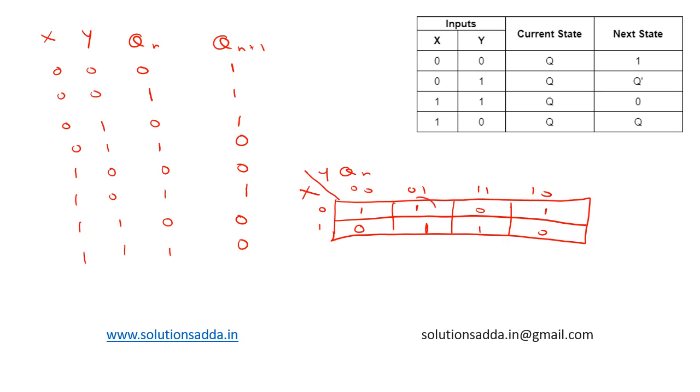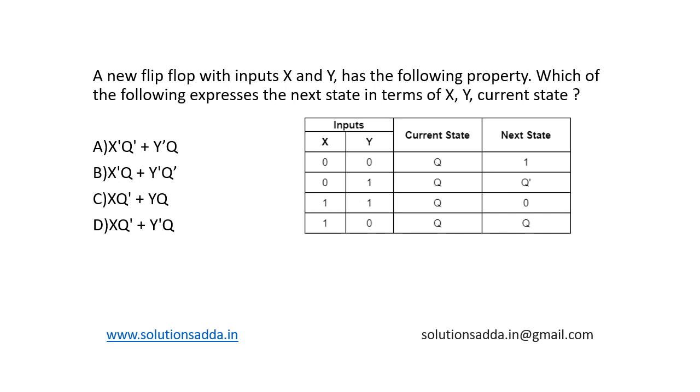Now solving the K-map, these two can be grouped. And this can be grouped. So minimizing this expression, we will be getting x will be cancelled out. For 0, 1, we will be having y bar qn plus for this expression, we'll be having x bar, and this will be cancelled out, and qn bar. So y bar qn plus x bar qn bar. This will be the answer. Option A, x bar q plus y bar q is the correct answer.